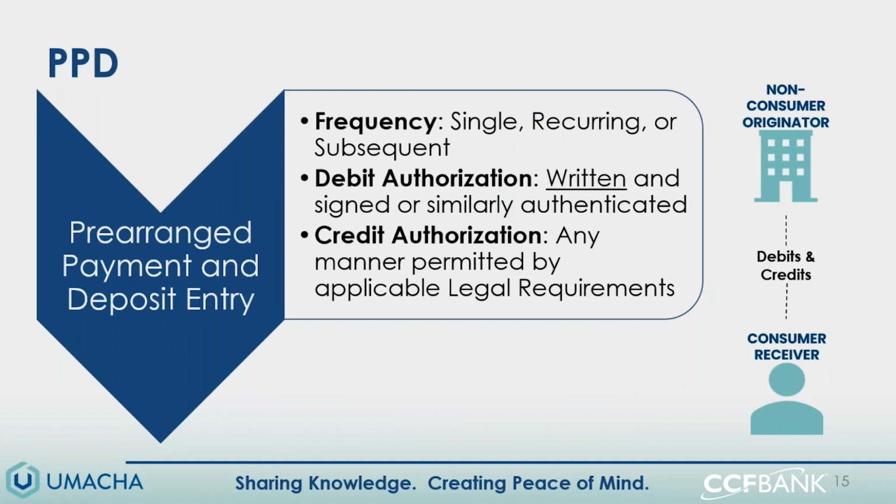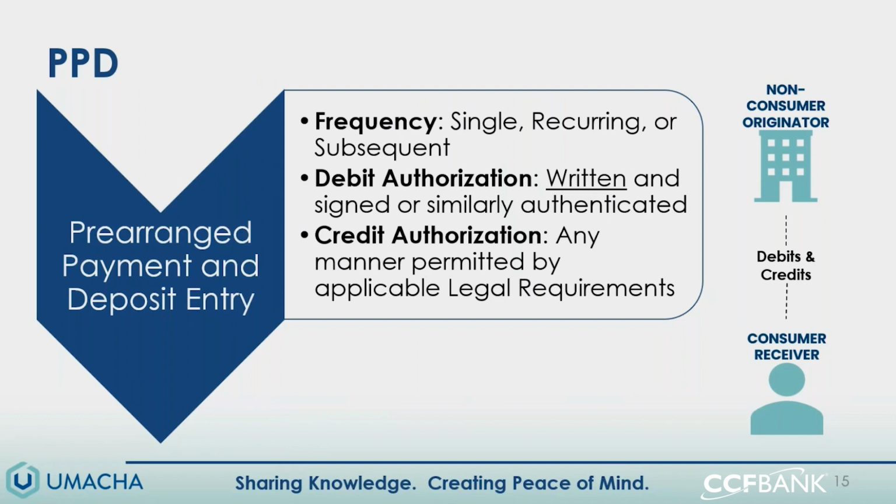As for frequency, these can be single, recurring, or subsequent. So we could have just one single entry, or we could have recurring entries that happen at substantially regular intervals. It could also be subsequent, where I do something to trigger that additional payment.